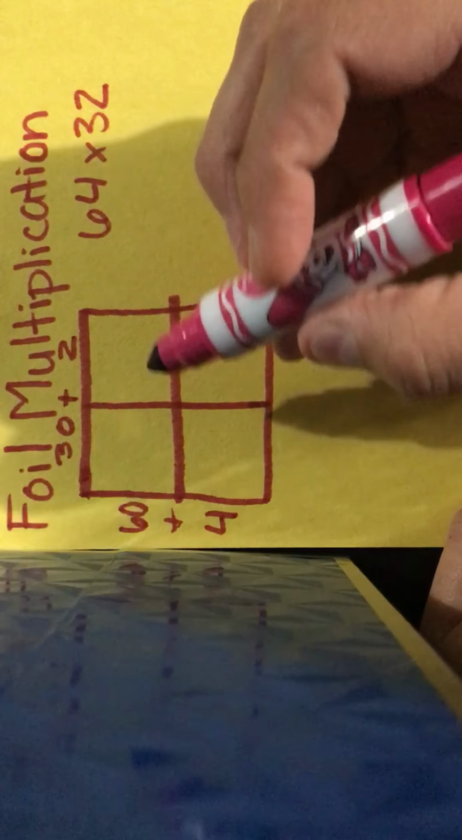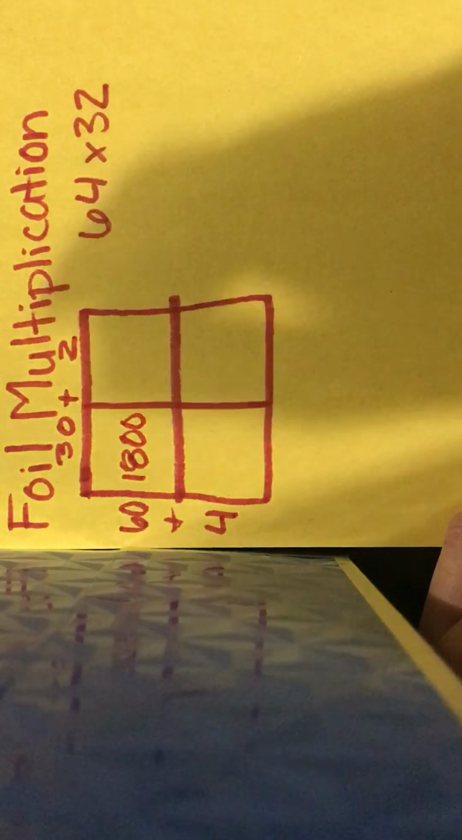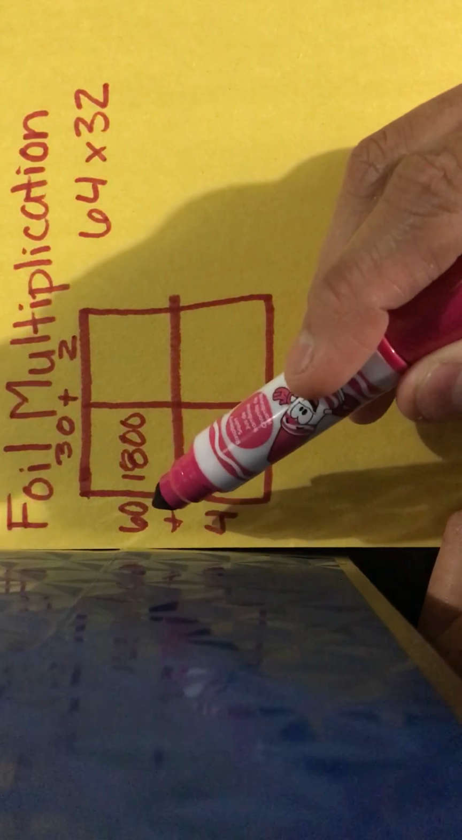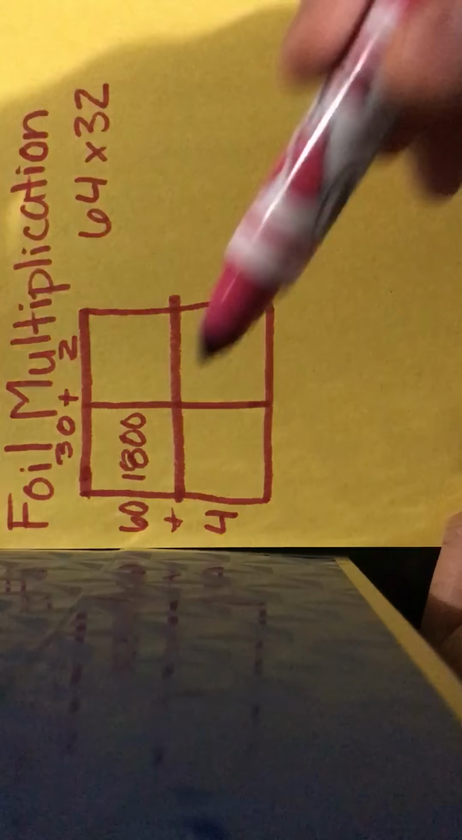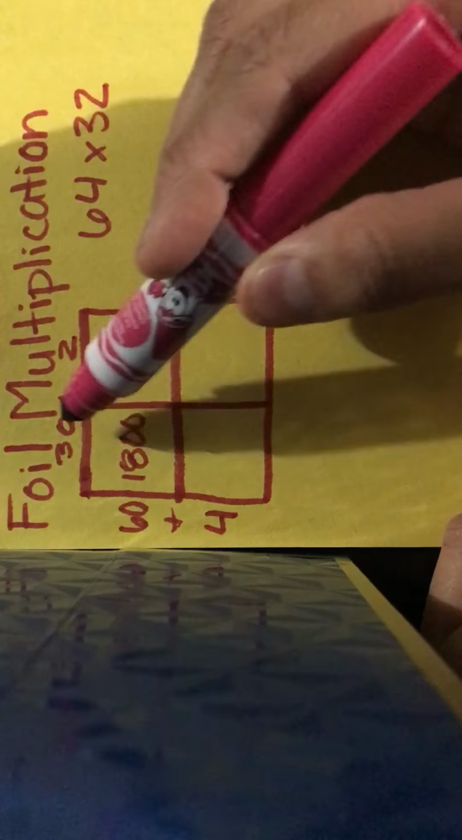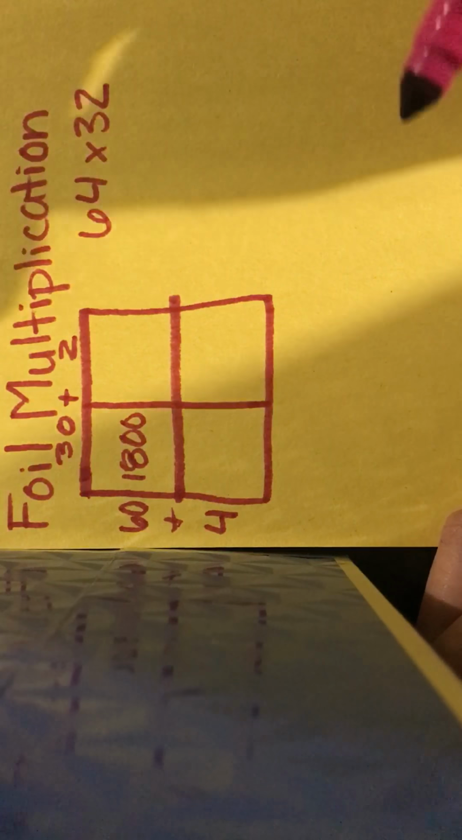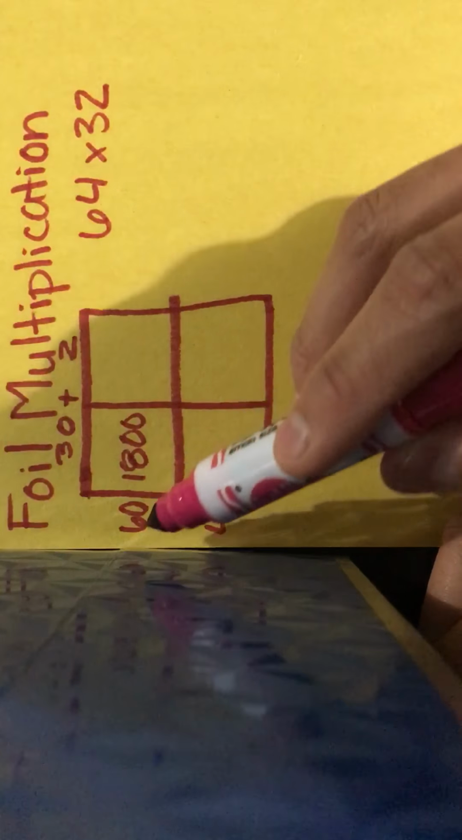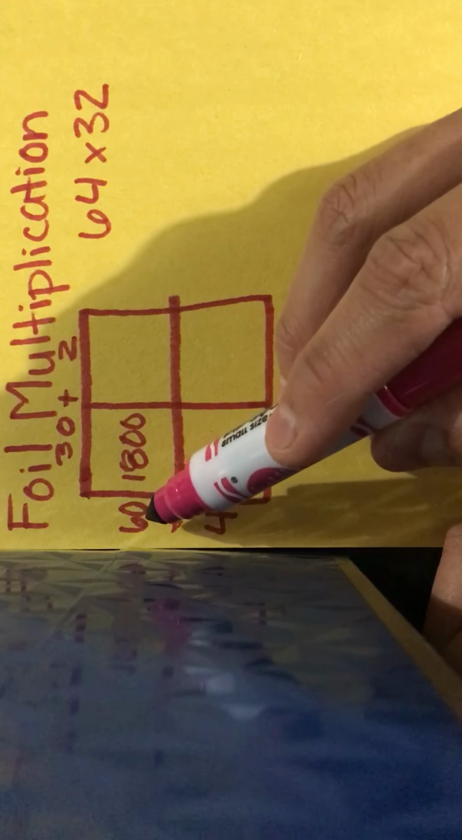So 60 times 30 will be 1800, and this is an easier way for the students because they will most likely know what 6 times 3 is, or if they don't, it's an easier way. It's an easy problem to work out, and all they'll do is add the zeros that are right here, so that'll give them 1800.